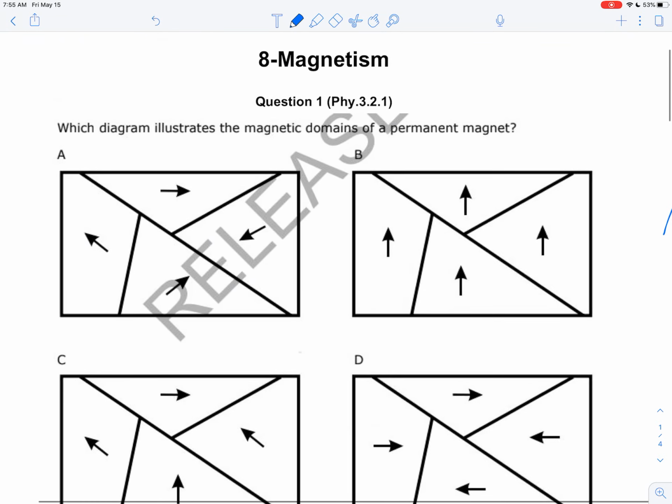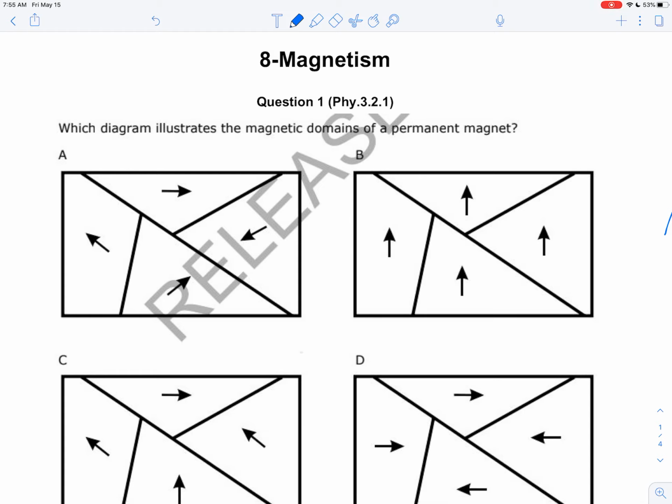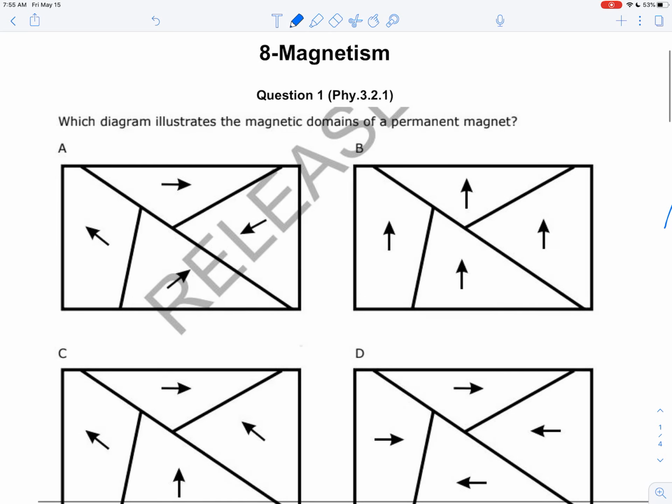Okay guys, the post-assessment for magnetism, this is your last unit, and we've just got 5 questions here, so if you will just follow along with me, I will give you some hints and strategies, and I'm sure that'll really help you to answer the question.